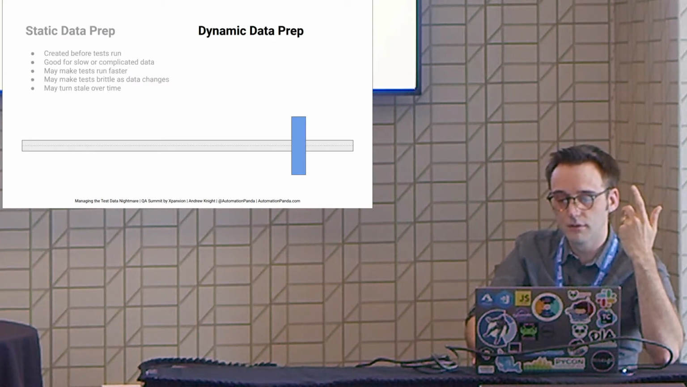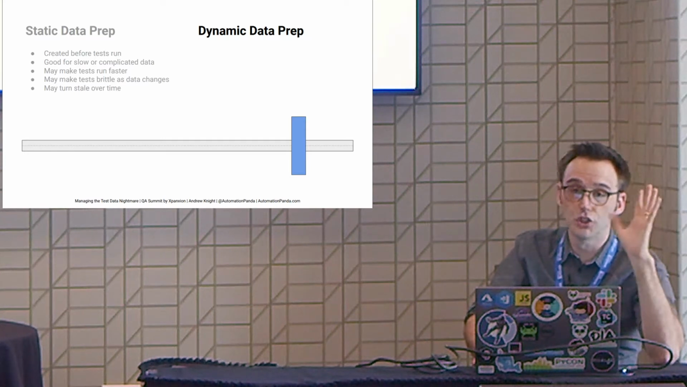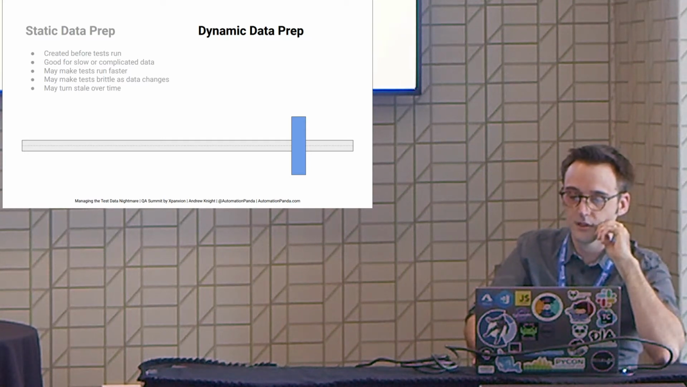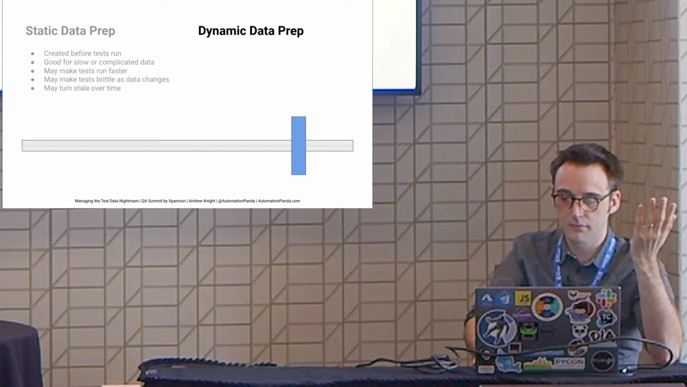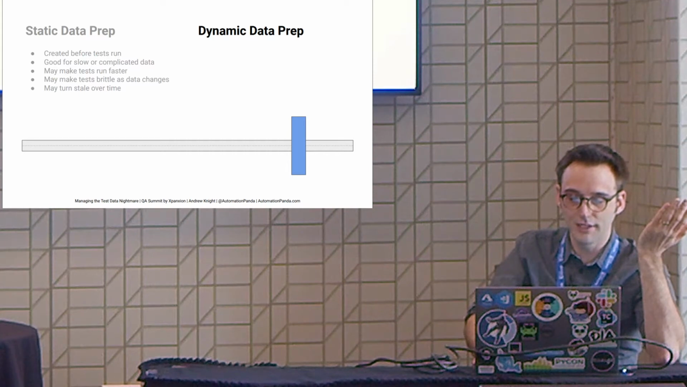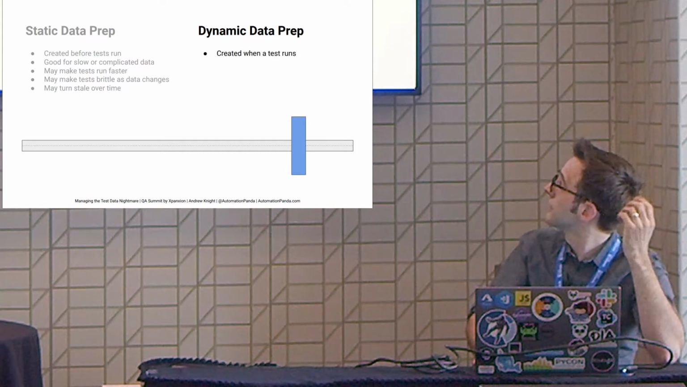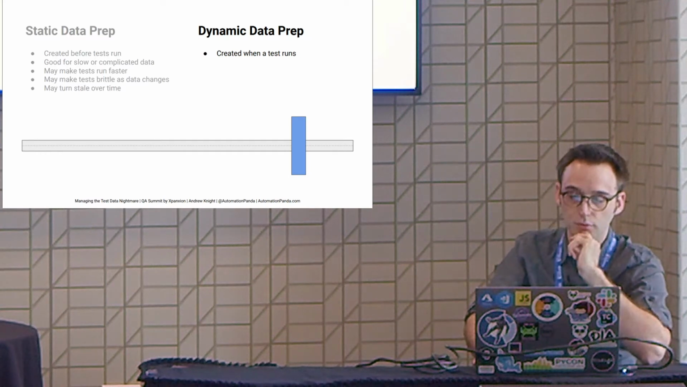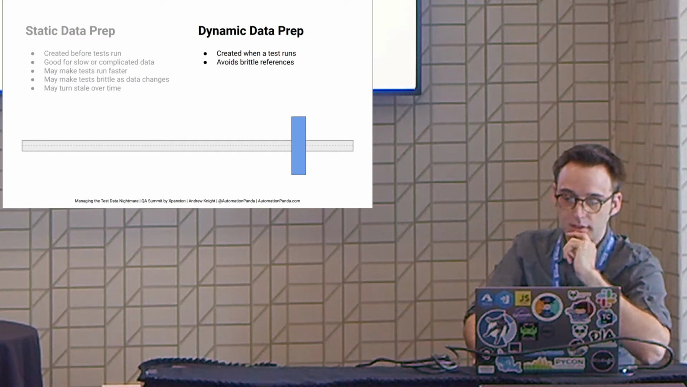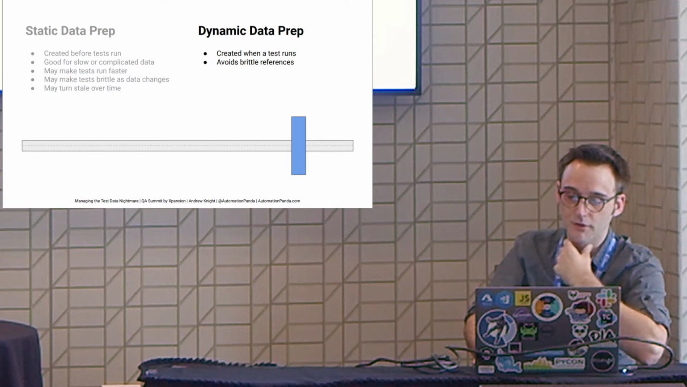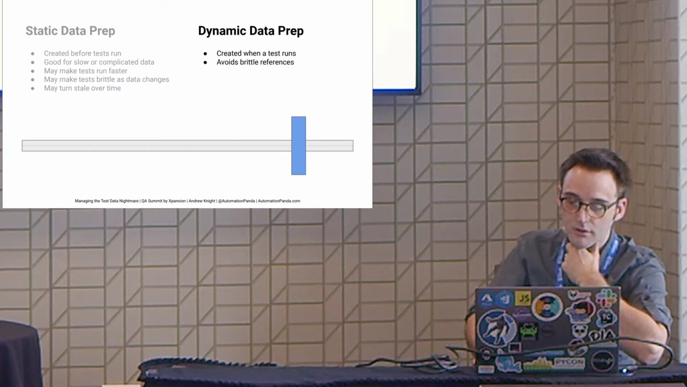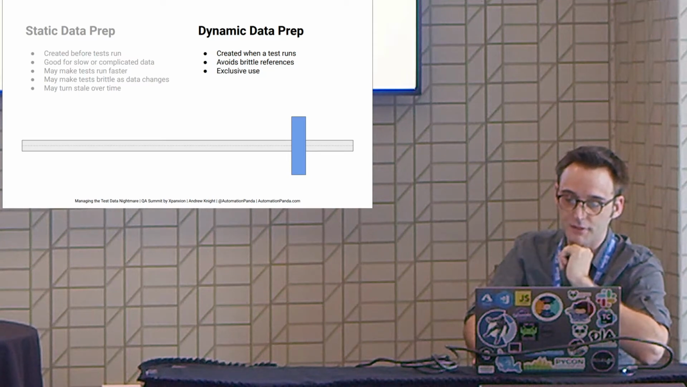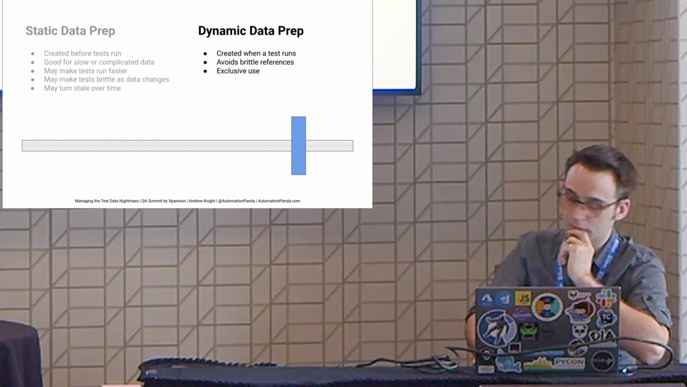On the other hand, you could try to set up your data during test execution. This would be dynamic data creation. In the example loan test, the loan application document is dynamically created. It does not reference any existing loan application. It creates a new one. Dynamically created records avoid the brittleness of hard references to static data. They can also be used exclusively by the current test case, protecting them from interruptions by other test cases.